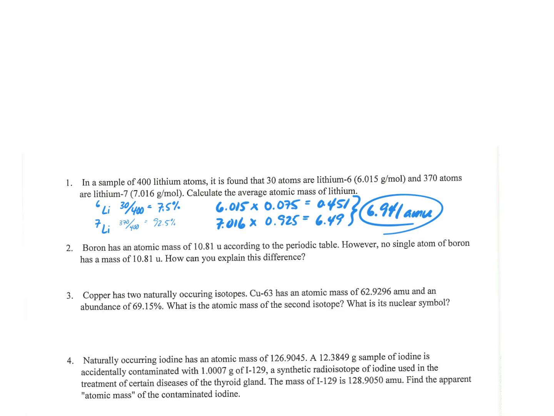Okay, let's try number 3. There's a little interesting fold to number 3. In this case, you're given the atomic mass of copper 63. And copper has 2 naturally occurring isotopes. What is the atomic mass for the second isotope? Okay, so we're going to have to put a little bit of thought into this, but basically we're going to follow the same procedure, i.e. equation that we were following before. I'm going to set that up and then we can talk through this, okay?